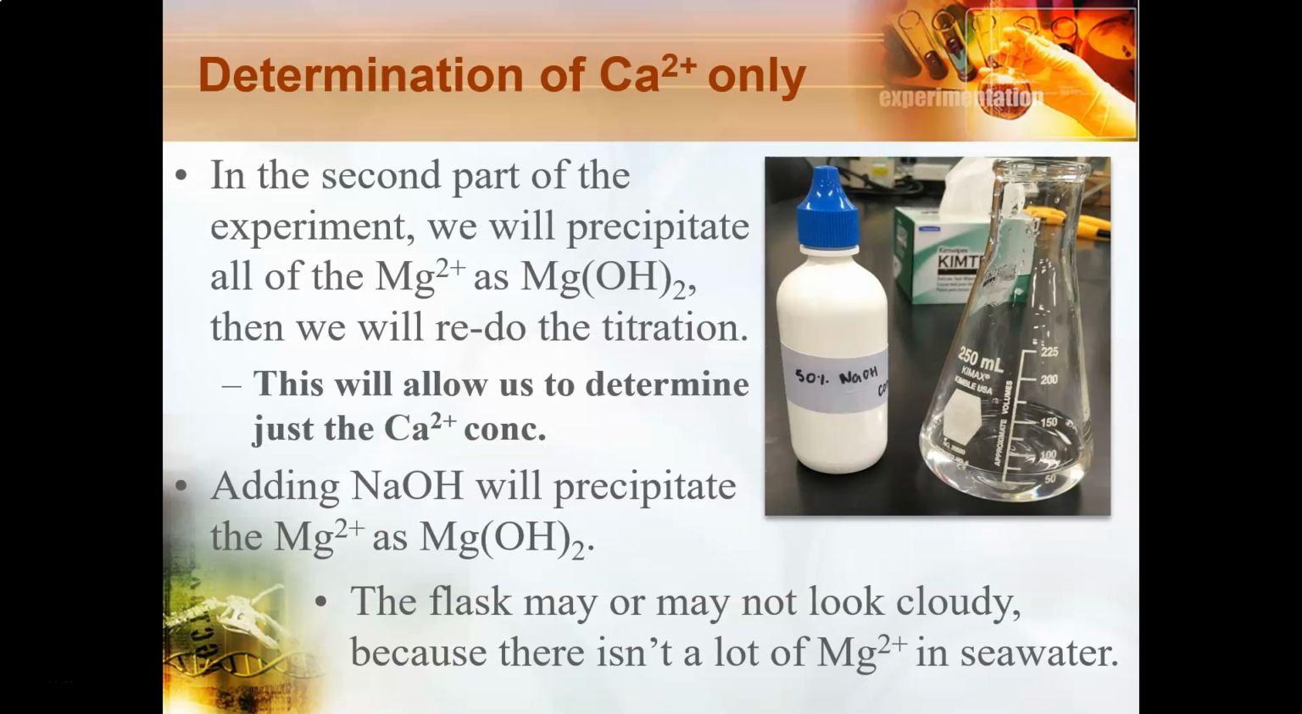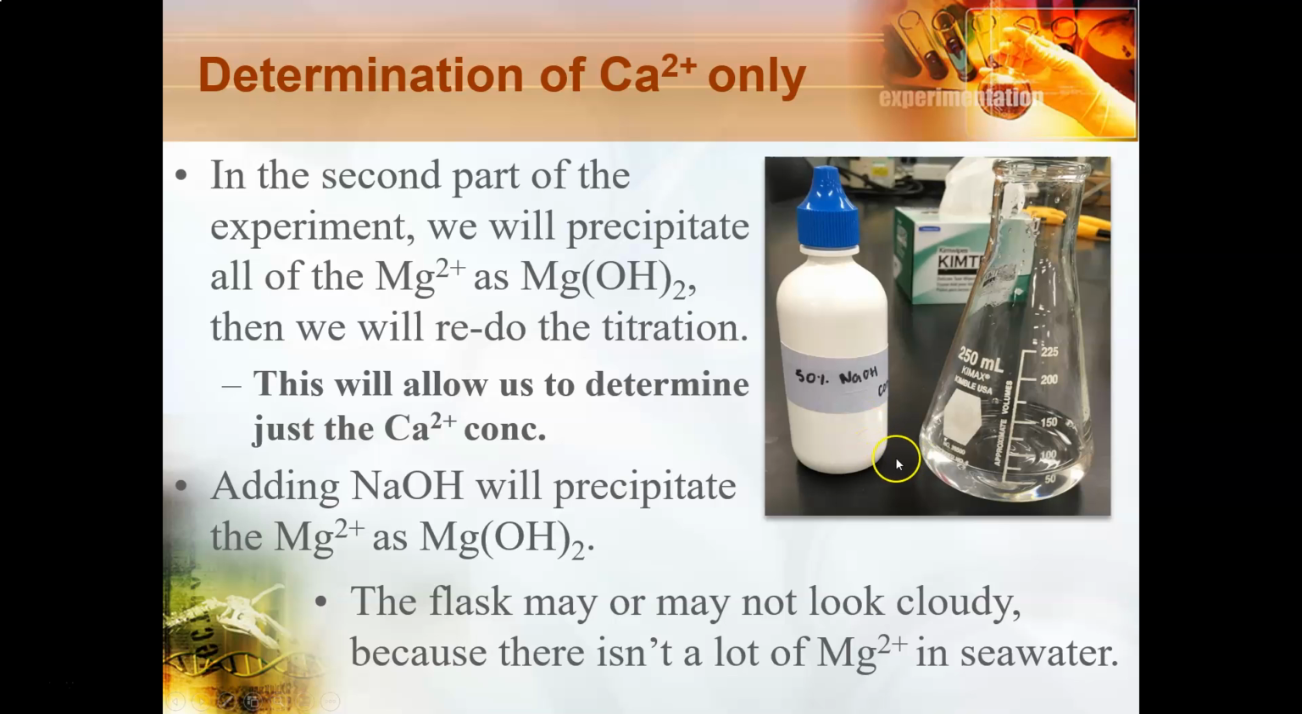So if we stopped there, that would tell us the moles of calcium and magnesium we have, but we want to make sure that we can figure out the concentrations of each of them separately. So the way we do that is in the second part of the experiment, we're going to precipitate the magnesium as magnesium hydroxide, and then we'll redo the titration.